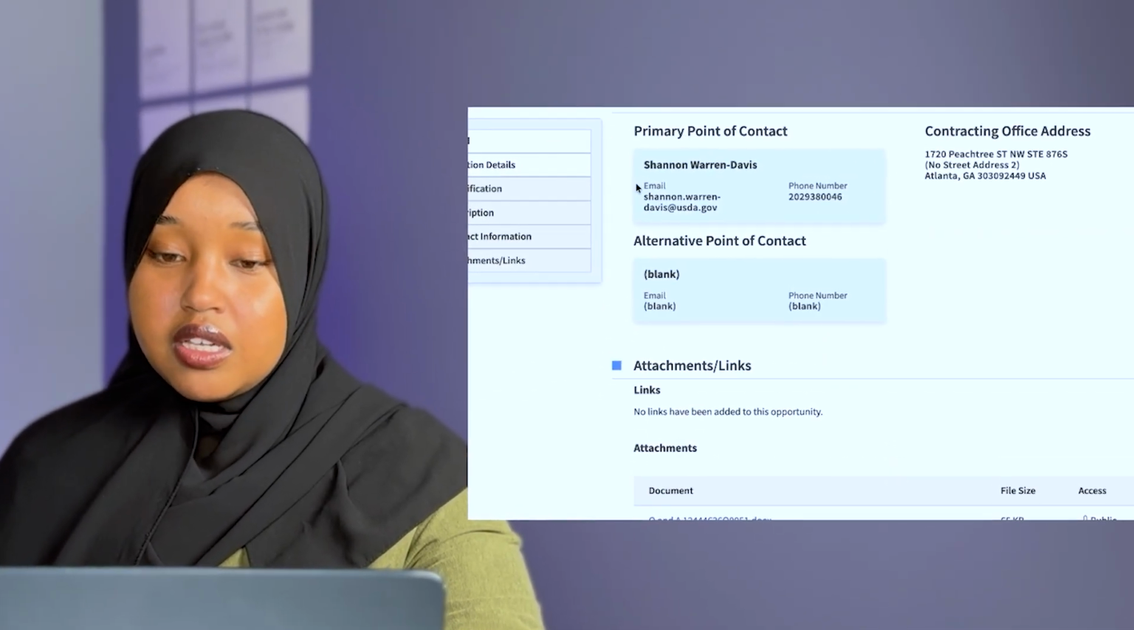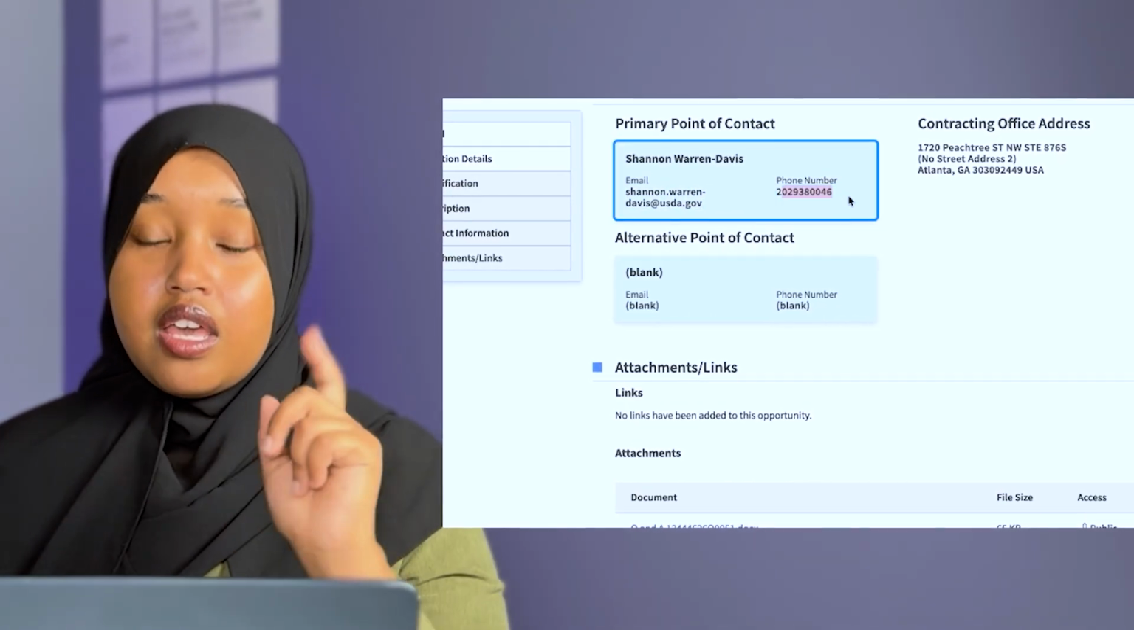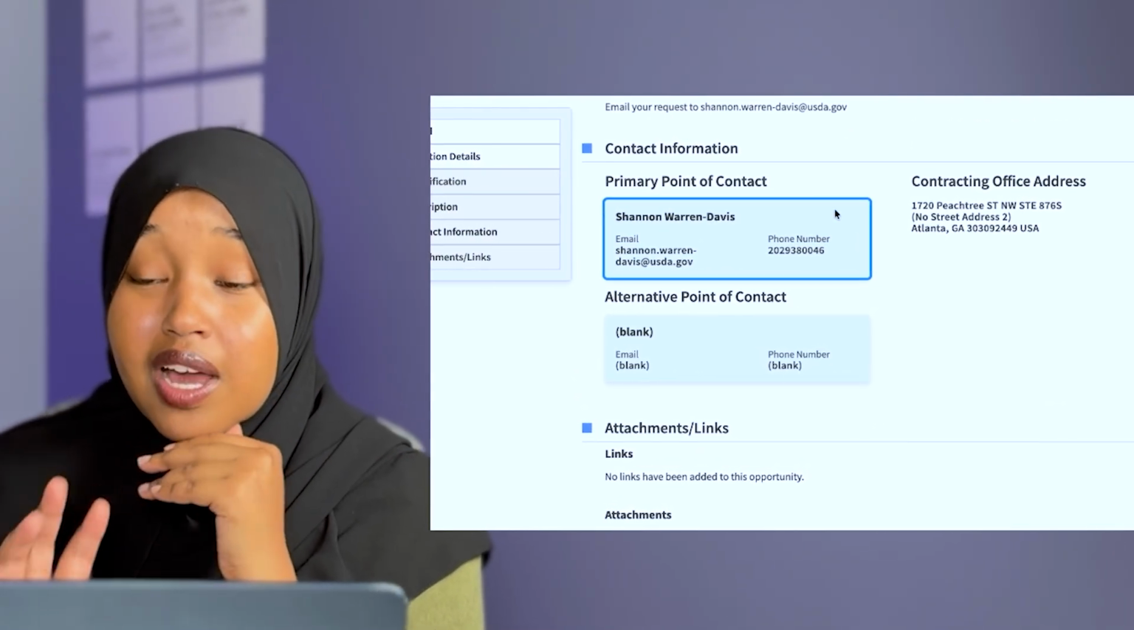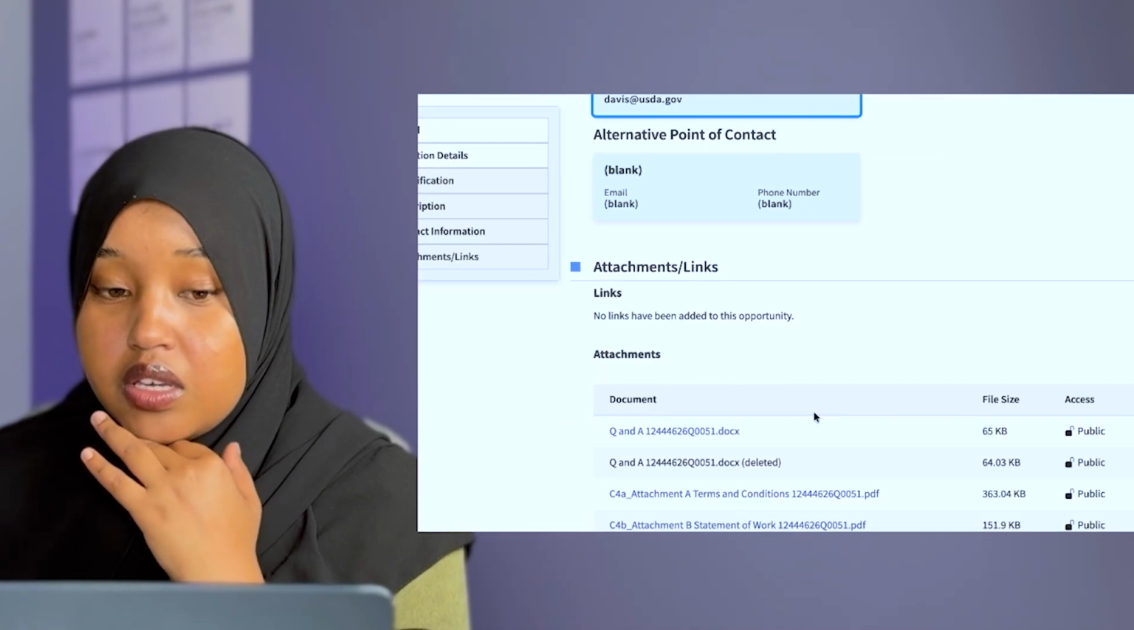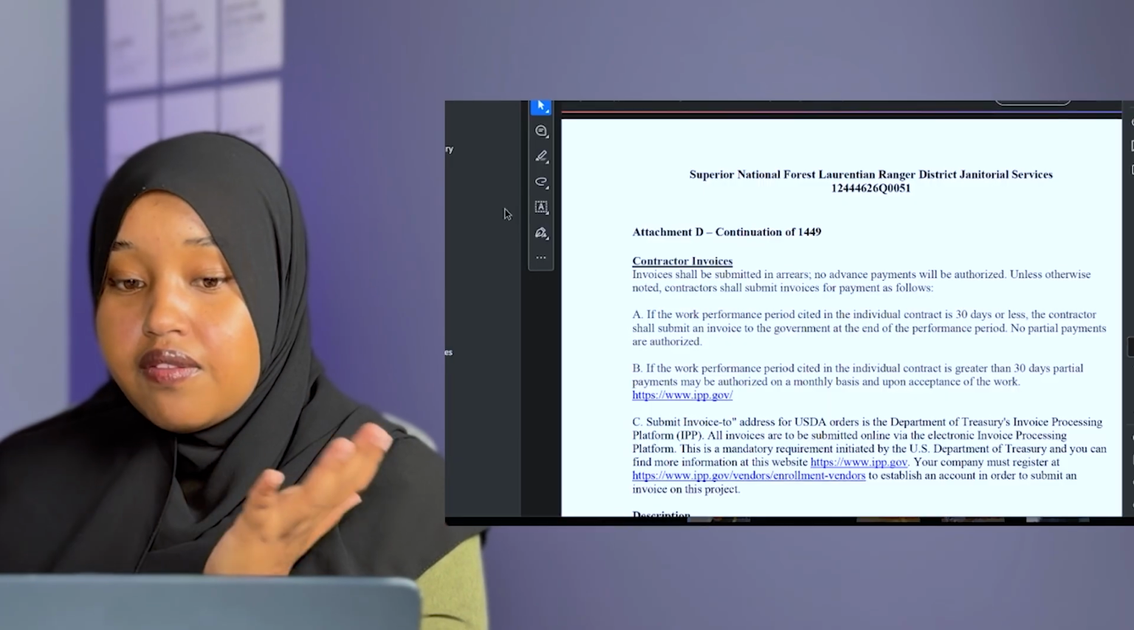You will see their email here and you will see their phone number here. This information is very important and we will come back for it and I will show you why it is very important. Now we're going to go to my download folder here and look through what they are looking for specifically. This is the first attachment.